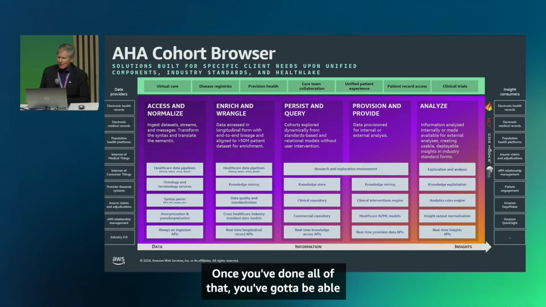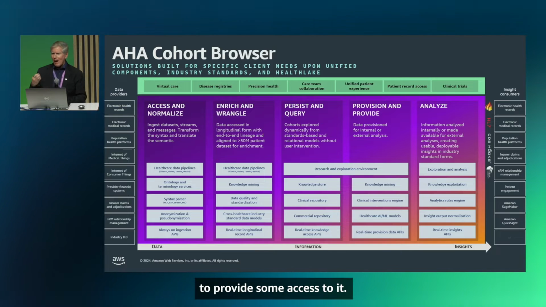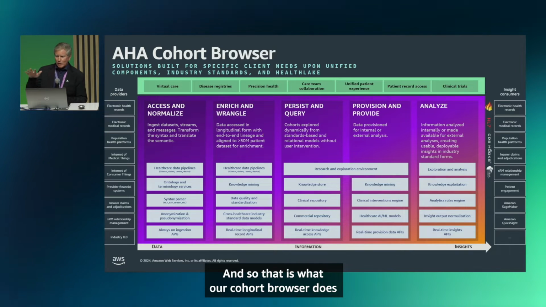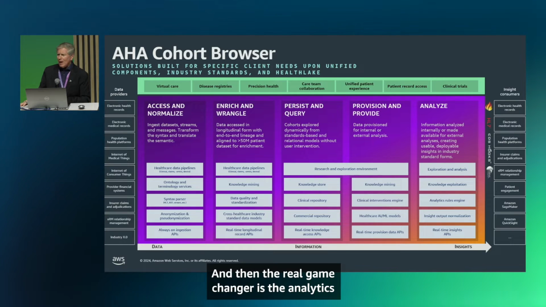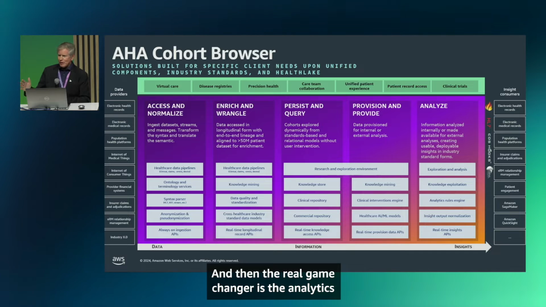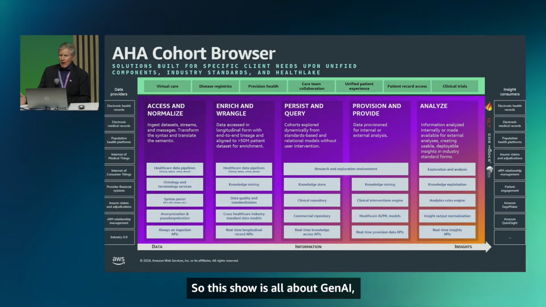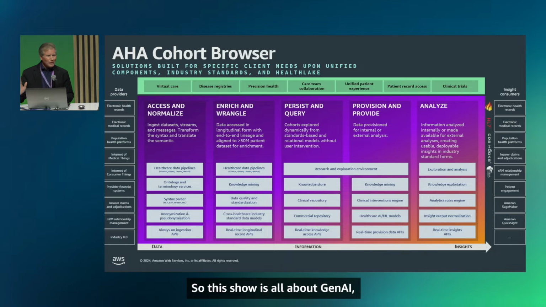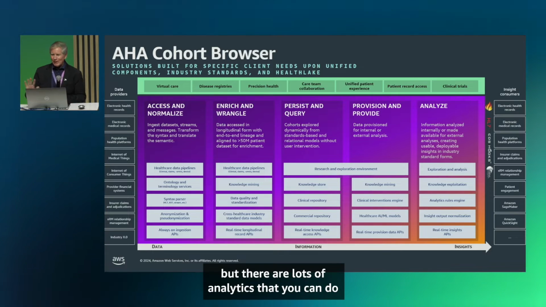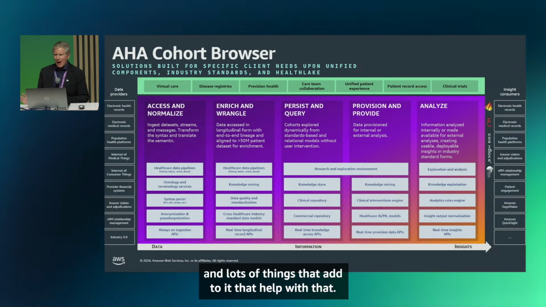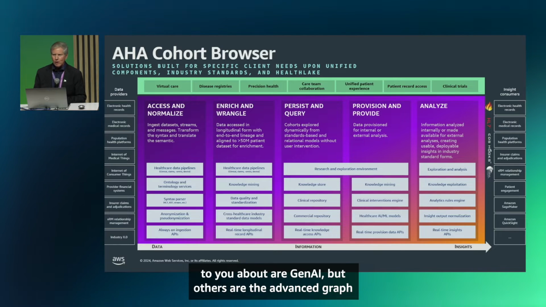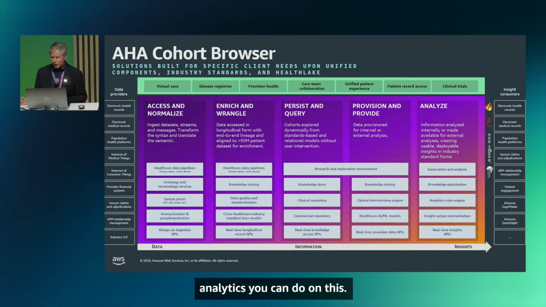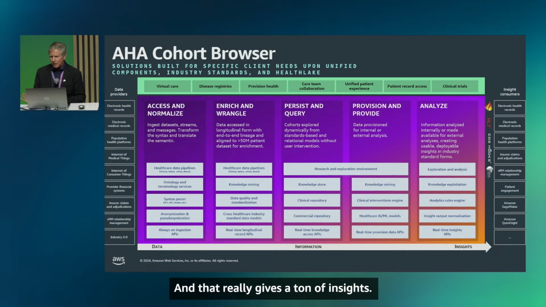Once you've done all of that, you've got to be able to provide some access to it, right? And so that is what our cohort browser does, and I'll show you a little bit about that in a minute. And then the real game changer is the analytics you do on top of it. This show is all about Gen AI, but there are lots of analytics that you can do and lots of things that add to it. Some of the use cases I will talk to you about are Gen AI, but others are the advanced graph analytics you can do on this. And that really gives a ton of insights.